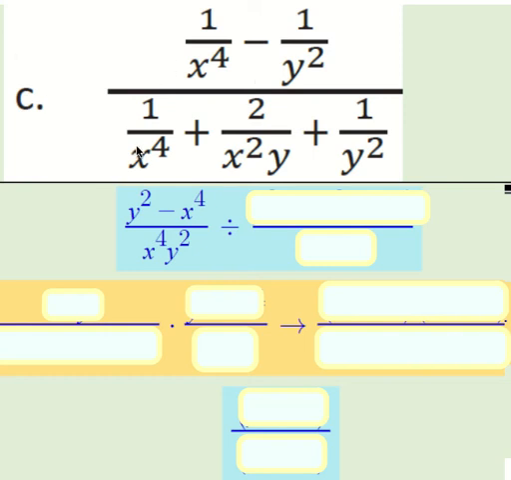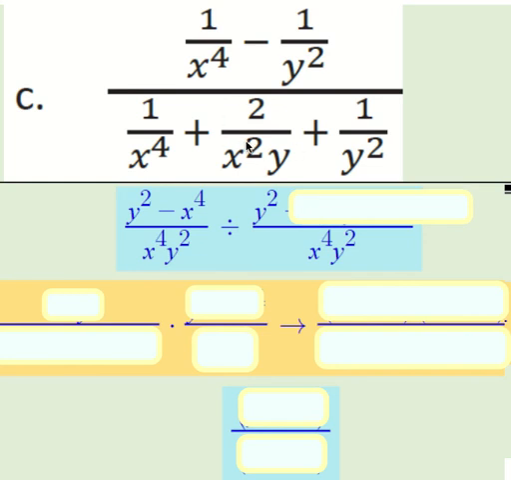So here, when I look, x to the fourth, x squared y, and y squared, I know that if I have x to the fourth and y squared all the way across, that's my least common multiple. So that's what I want to make for my common denominator. X to the fourth y squared. So of course, to multiply this, I have to multiply by y squared. So my numerator is just y squared.